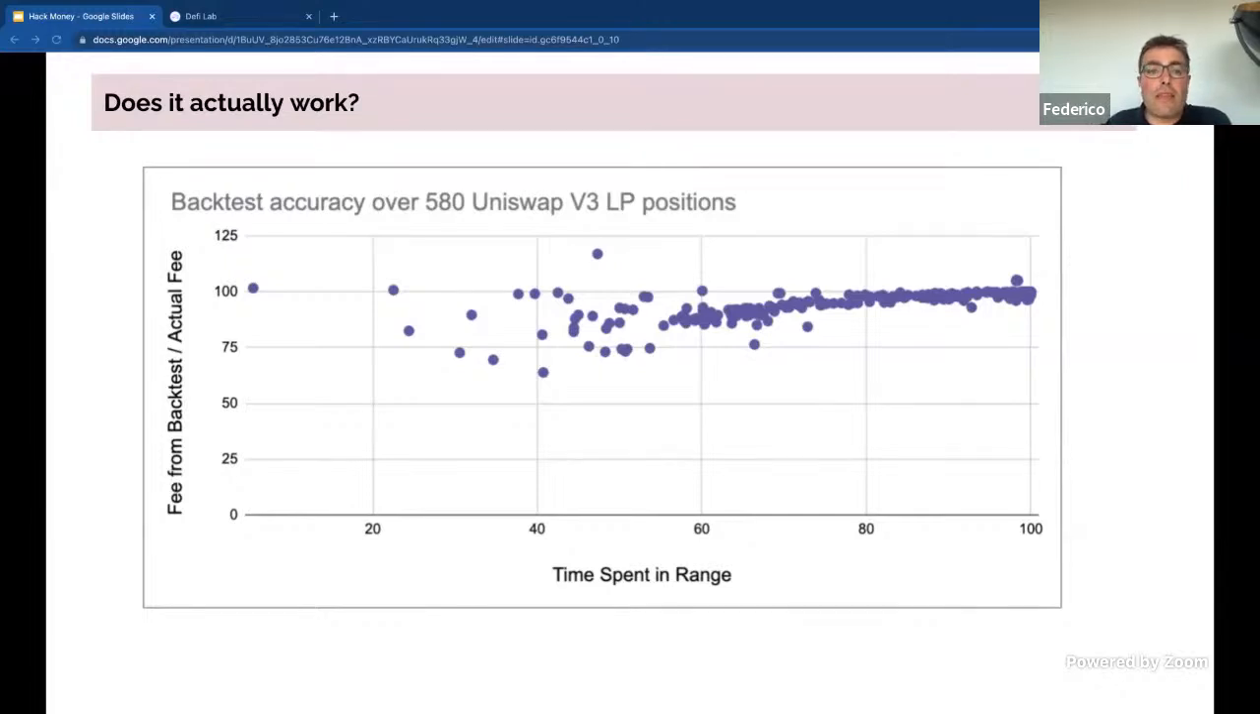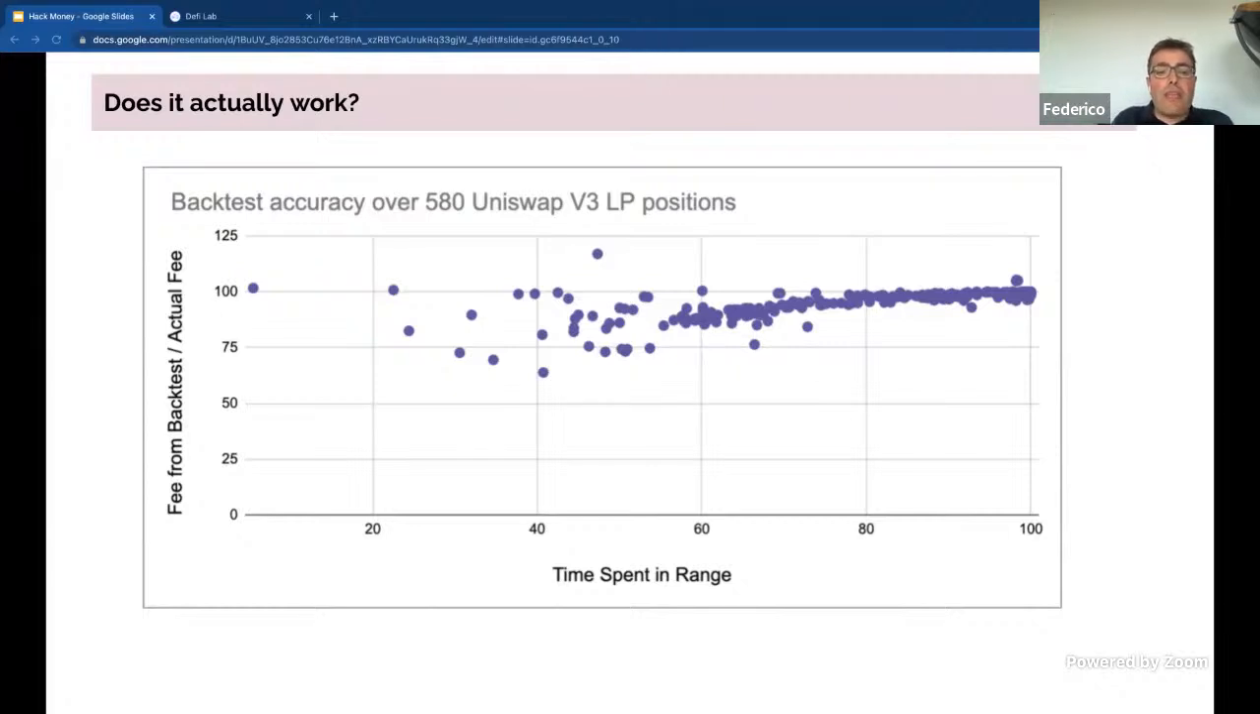We can see that the method is very precise when the price spends the majority of time in the range, so on the right side of the chart. The method is also very precise when the price spends no time in the range at all, so on the left side. And this part is quite easy because in this case, the fees collected are 0. And finally, the method is pretty accurate when the price spends some time in the range and some time outside of the range. And this is shown in the center part of the chart.